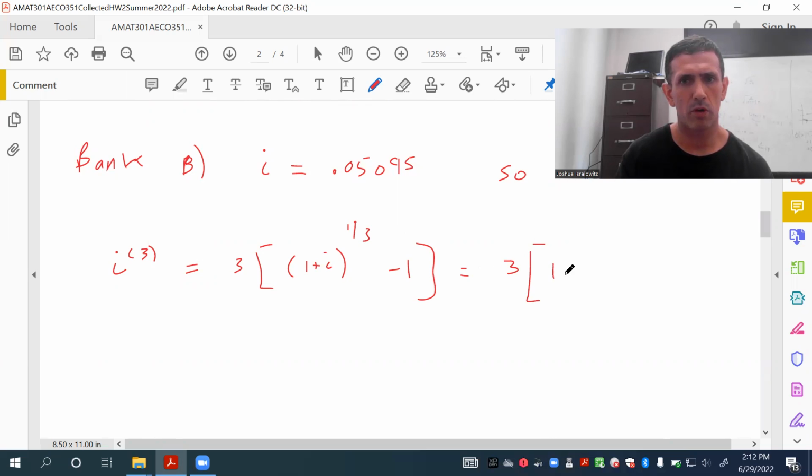So this is going to be 3 times (1.05095 to the 1/3, minus 1), which is 0.05011. That's the answer.